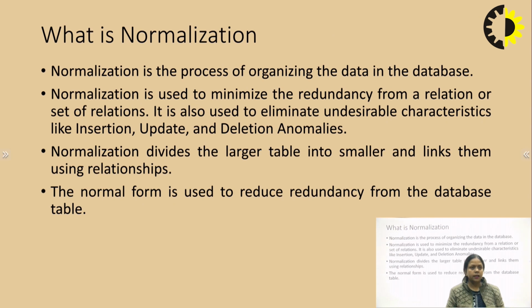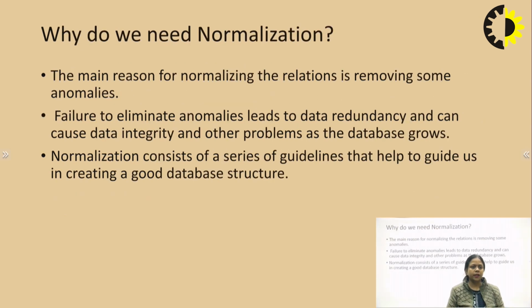Now we will see why we use normalization. The main reason for normalizing the relations is removing anomalies. Failure to eliminate anomalies leads to data redundancy and can cause data integrity and other problems as the database grows. Normalization consists of a series of guidelines to help us create a good database structure. So we can say normalization is a very important process for the database. It will remove all anomalies or problems in the database which can be a reason for data redundancy.